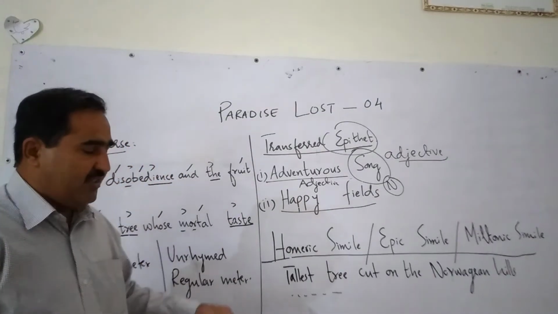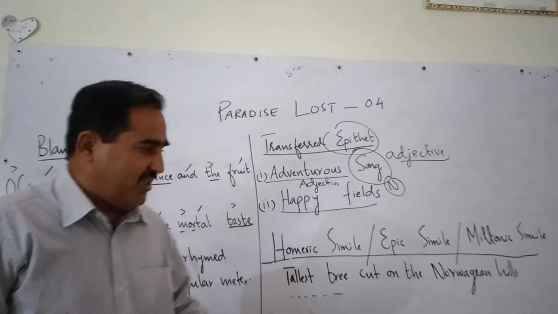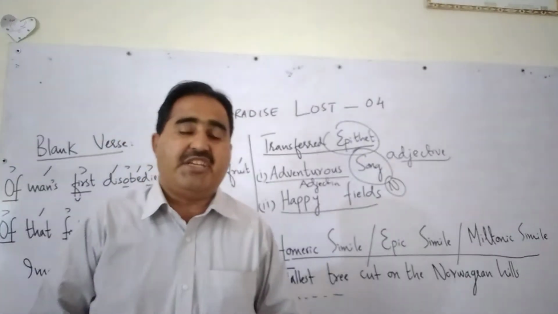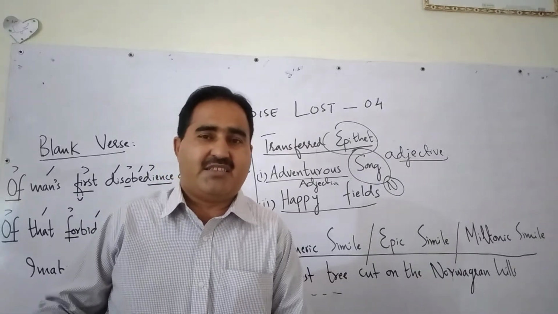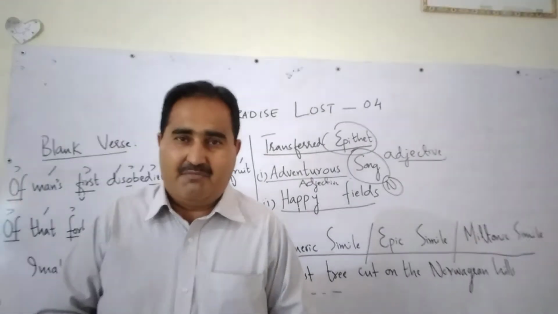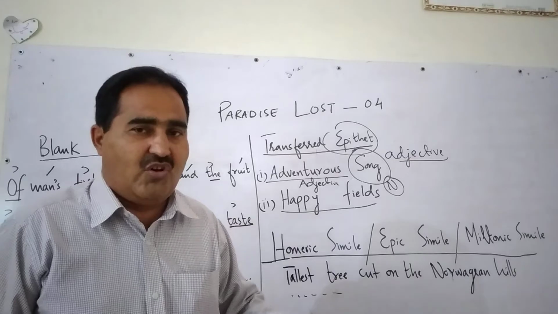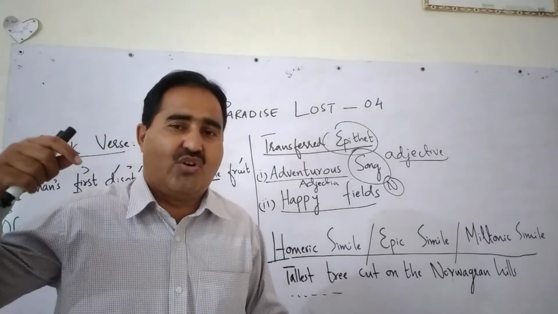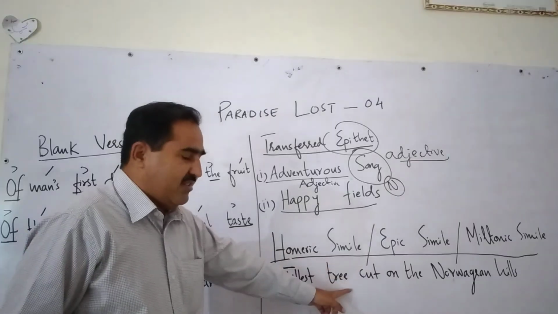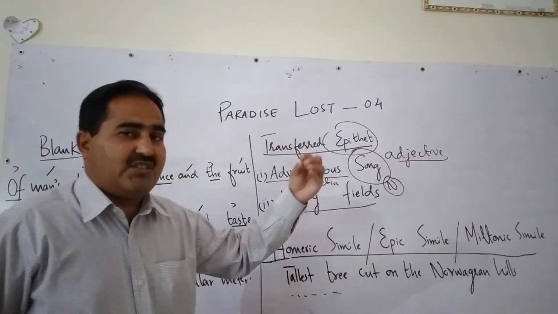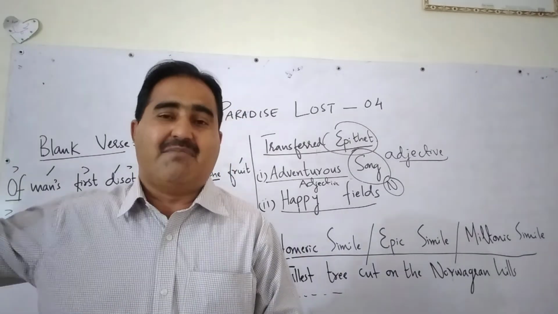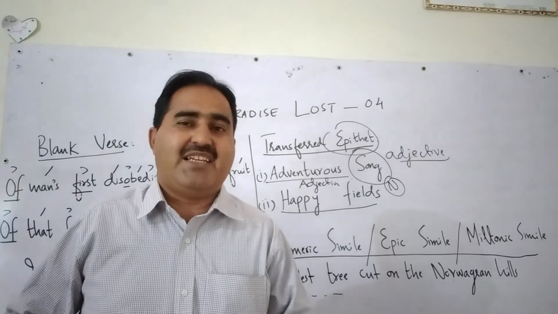For example, the spear that Satan is carrying in his hands is compared to the tallest tree that is cut, the tallest pine tree that is cut on the Norwegian hills. When this tree is cut and put into lumber, it is used as a mast of some great ship. But the spear that Satan was carrying in his hands was so big and so huge and so gigantic that the mast of the ship that was made from the tallest pine tree on the Norwegian hills was but a wand, but a stick in comparison with the spear that Satan carried in his hands.